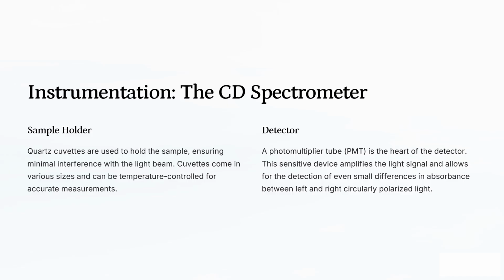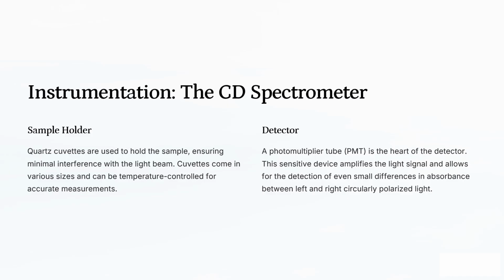Next is the spectrometer itself. First, we are studying the sample holder. Sample holders are typically made of quartz, and they are quartz cuvettes used to hold the sample, ensuring that there is minimal interference with the light beam. Cuvettes come in various sizes and they can be temperature controlled for accurate measurements.